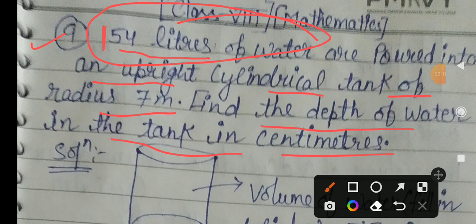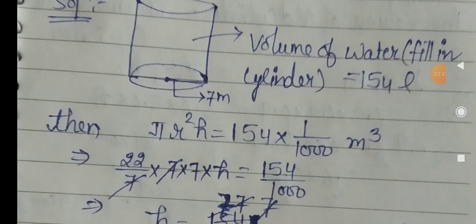So the capacity of that cylinder shape is given, and also the radius of the cylinder, and then you have to find the depth. Depth is called height in a cylinder. So you have to find the height, and you have the capacity and radius here. Okay, now this is the solution.